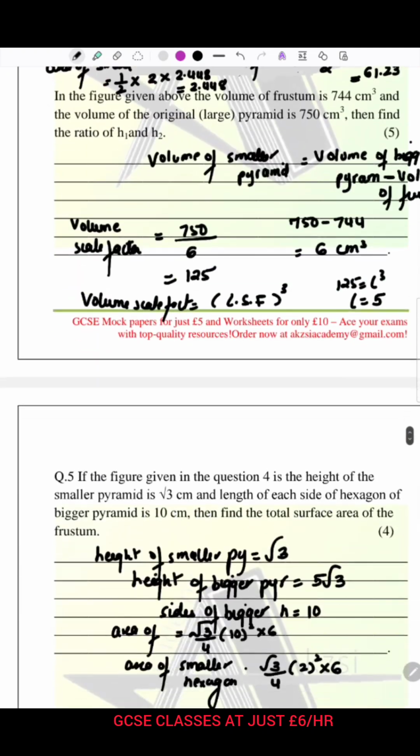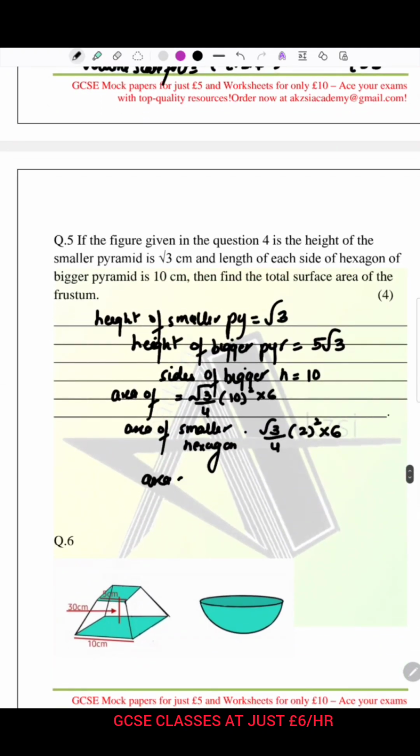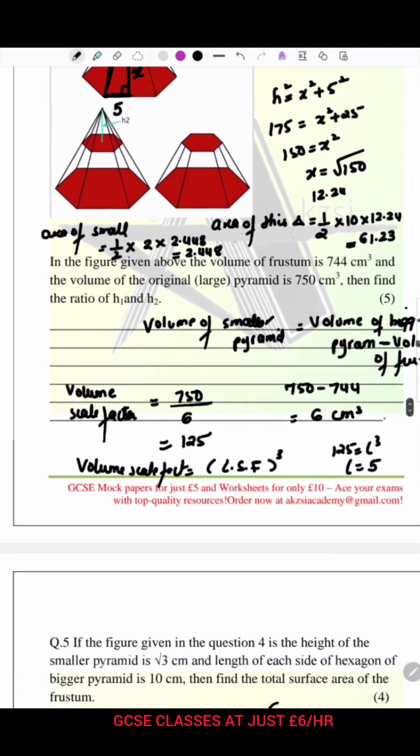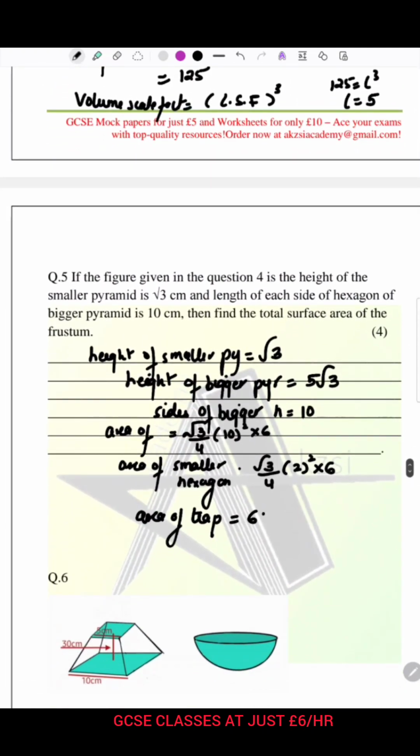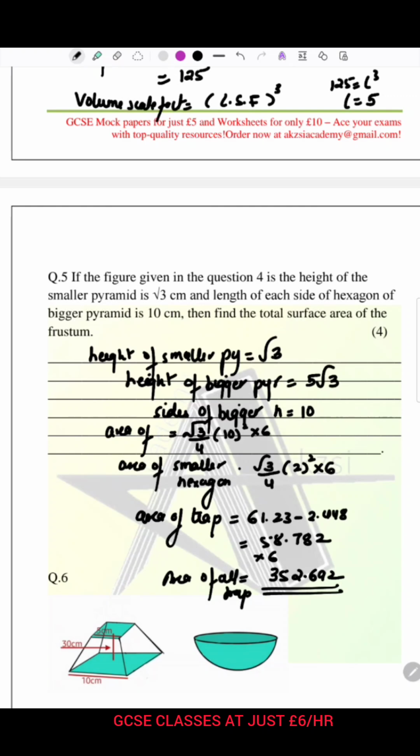So here I can write area of trapezium is 61.23 minus 2.448, which will give you 58.782. And there are 6 such trapeziums, so multiplied with 6. So area of all trapeziums is 352.692. This is the area of all trapeziums.